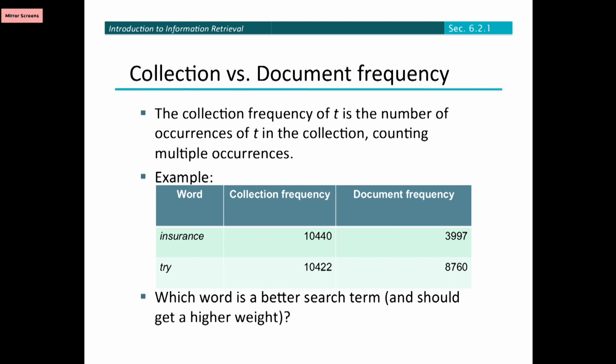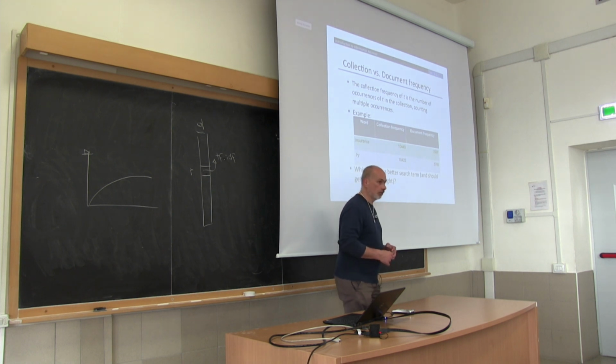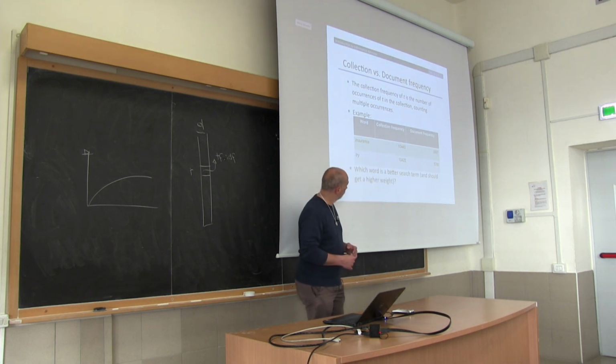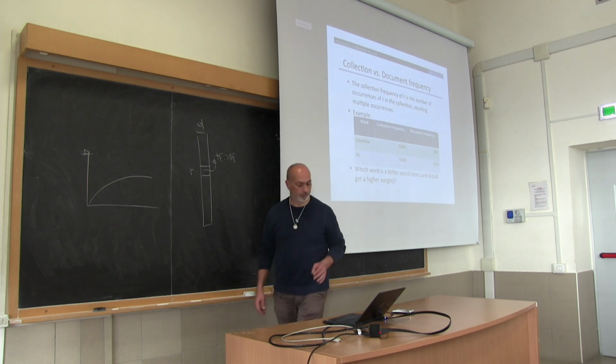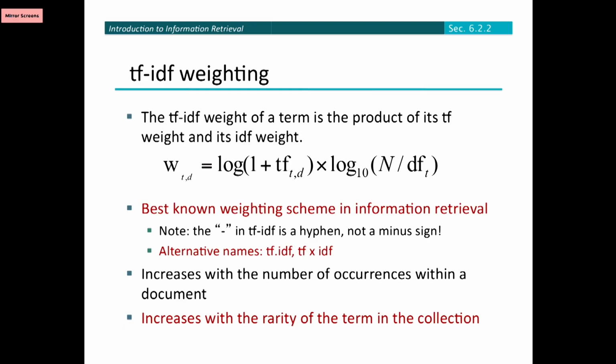If I give you these two terms, and these are the basic statistics about these two terms, which is a better search term? Which is going to get a higher weight? Insurance. Insurance would get a higher weight, right? Because the document frequency is lower. And this is the final weighing scheme.